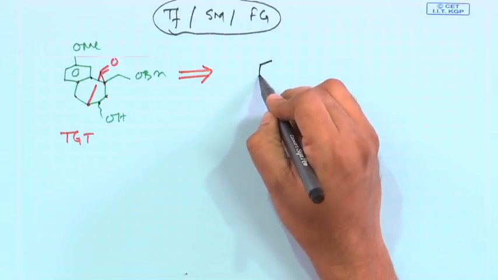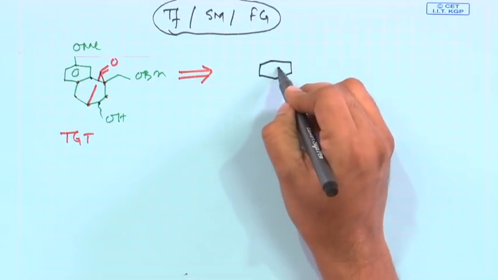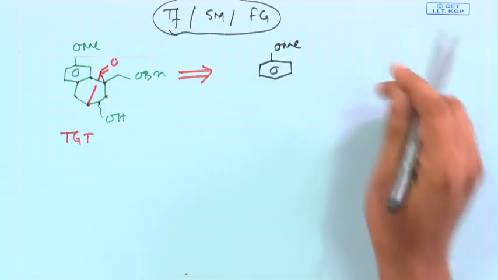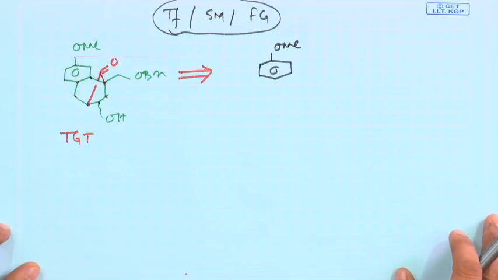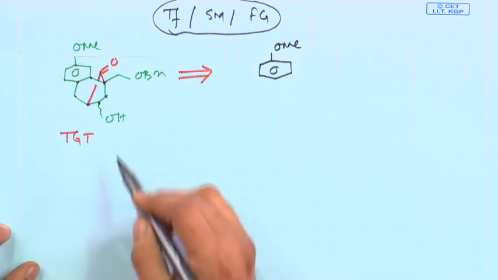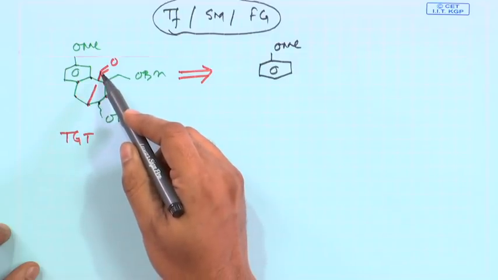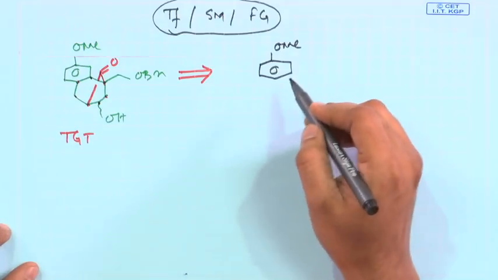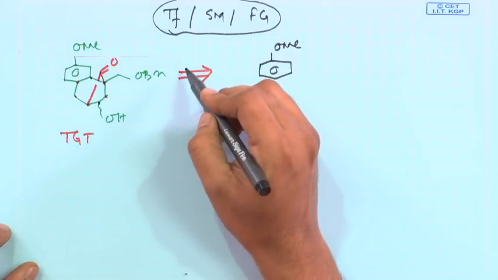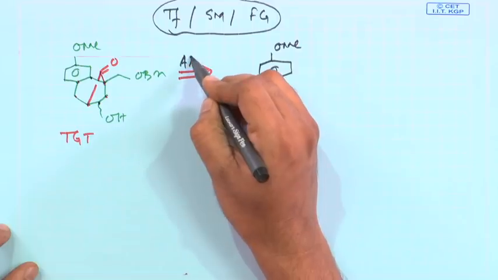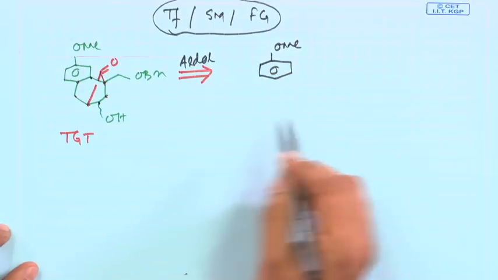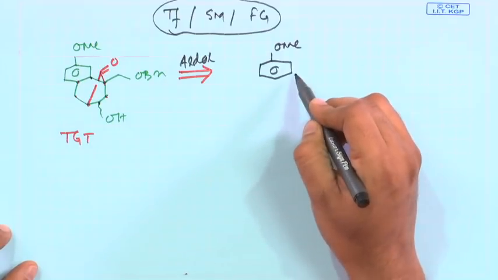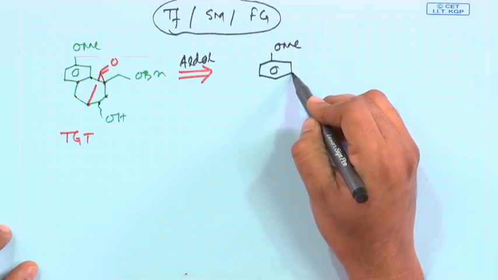Let us first do the very conventional retro, and then you will realize how these retros are so powerful. The only thing, if you check the molecule, you will find that probably an aldol kind of transformation is useful to make this target molecule. Now, how? I will try to draw the structure.